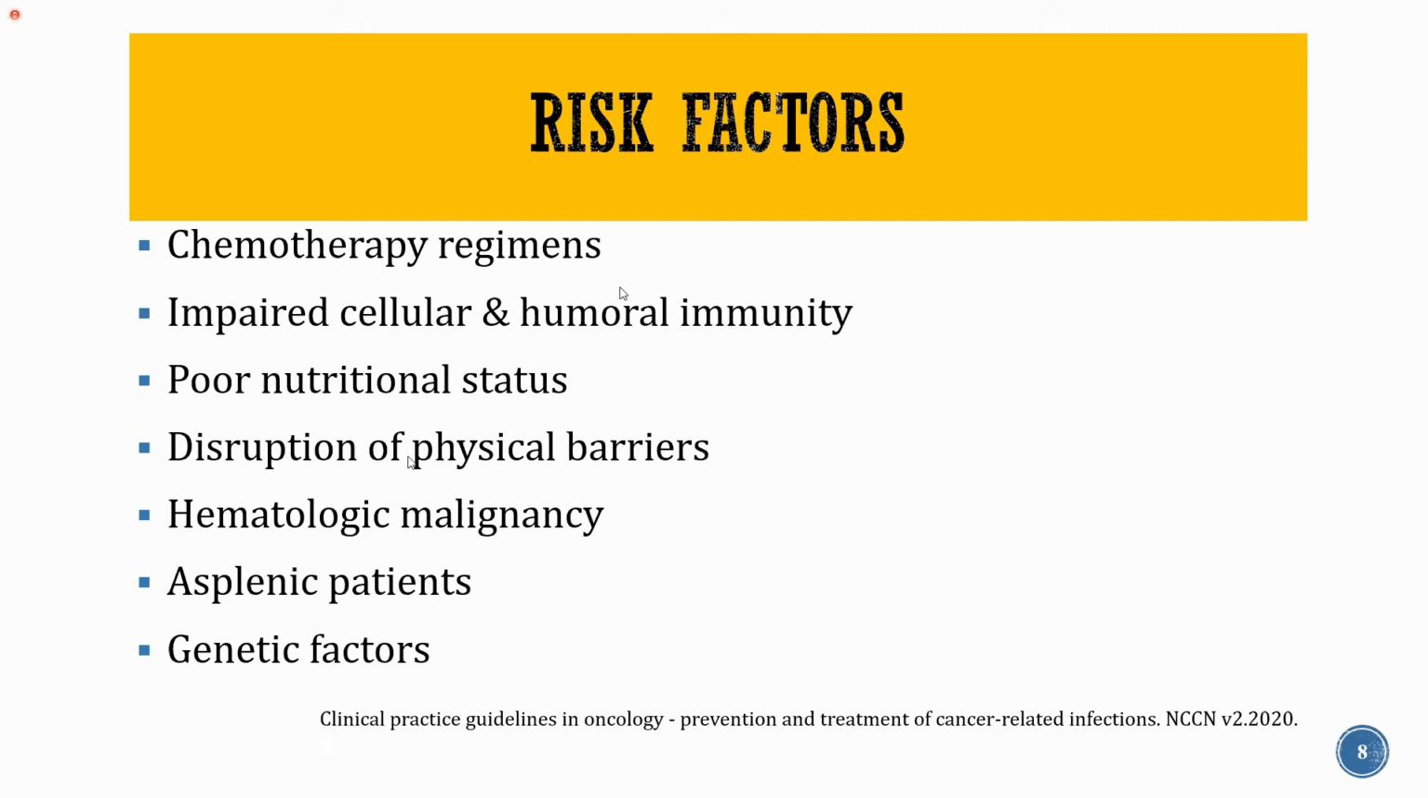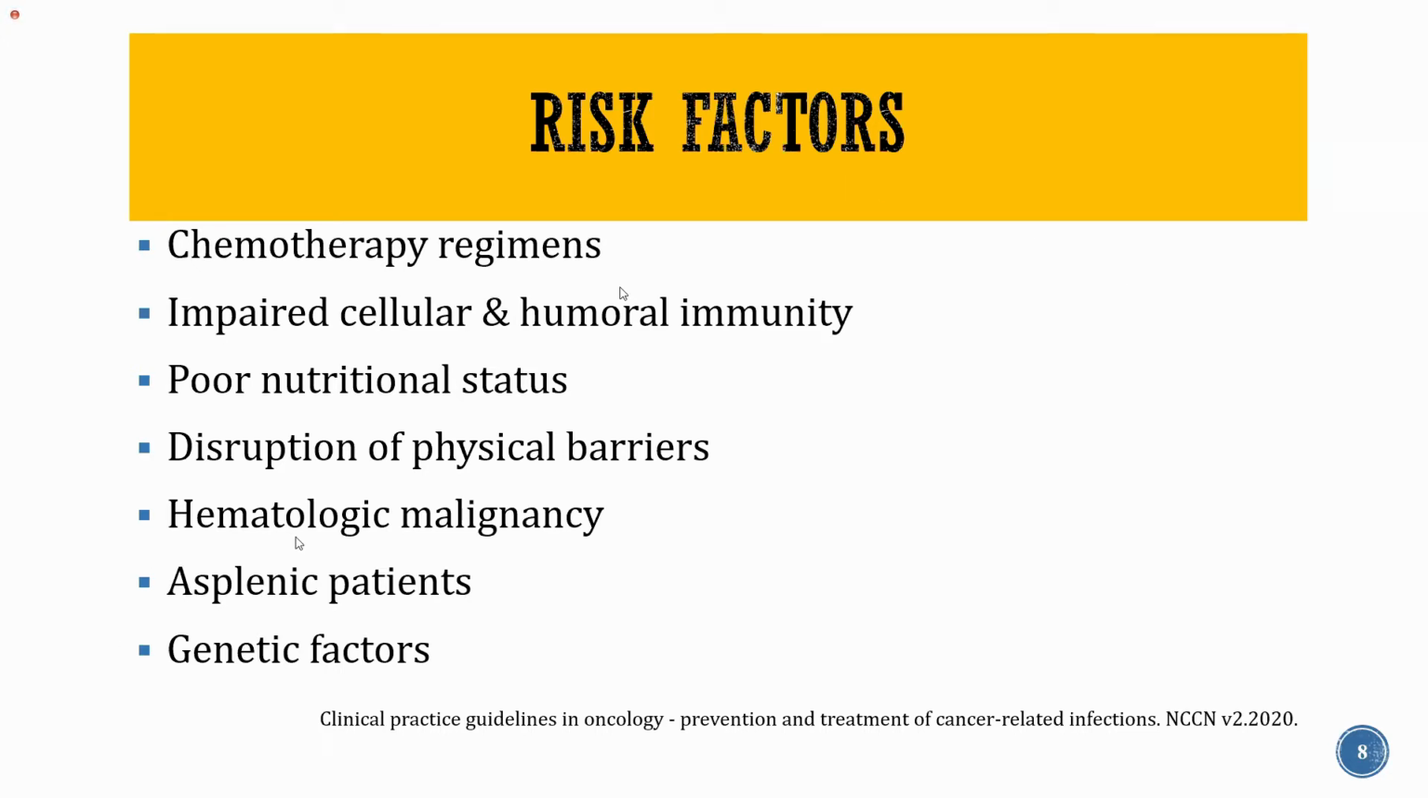The disruption of physical barriers, for example the mucosal barrier or skin barrier, can be due to chemotherapy or EGFR inhibitors. There are lots of medications which break down the barriers. For example, tyrosine kinase inhibitors can break down the skin barrier. Chemotherapy can break down the mucosal barrier, so these can lead to febrile neutropenia with bloodstream infections.